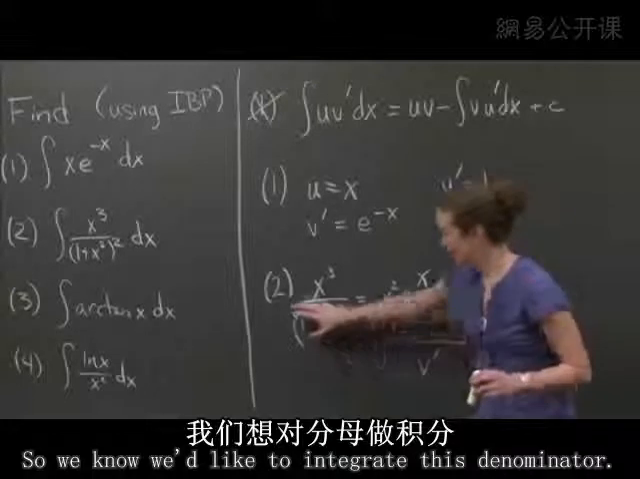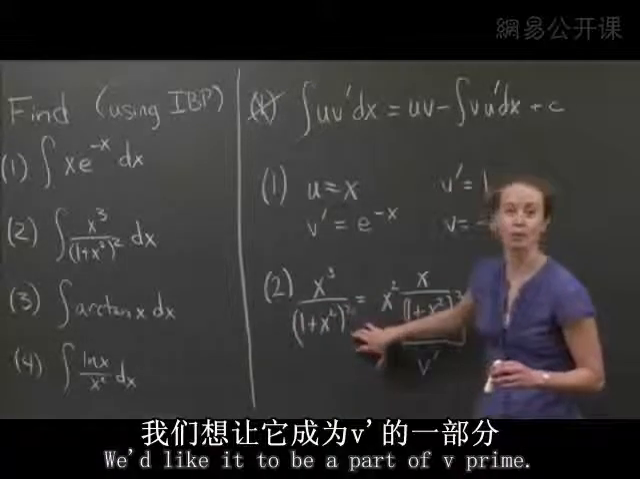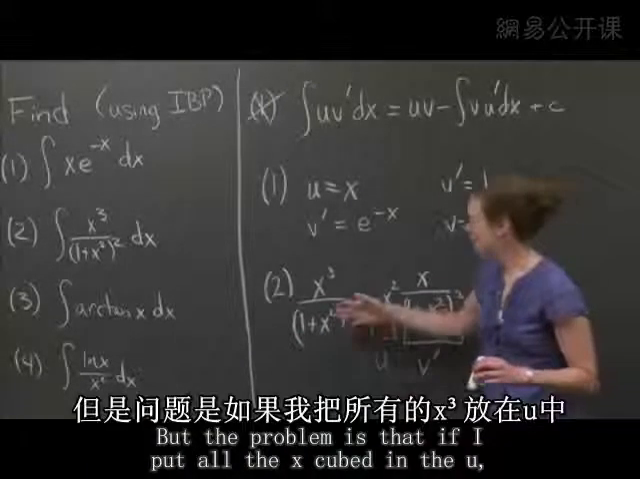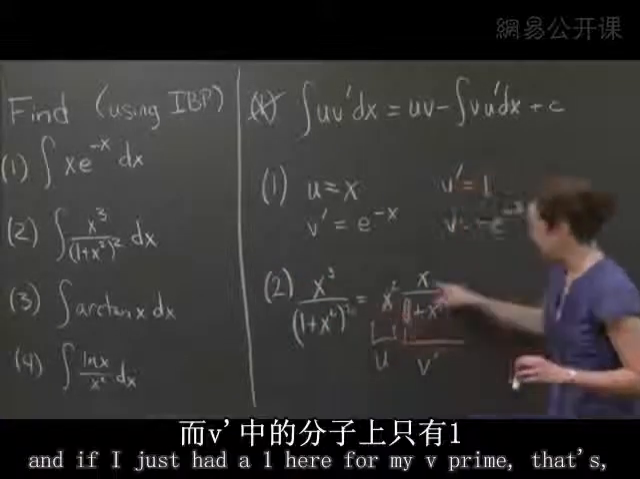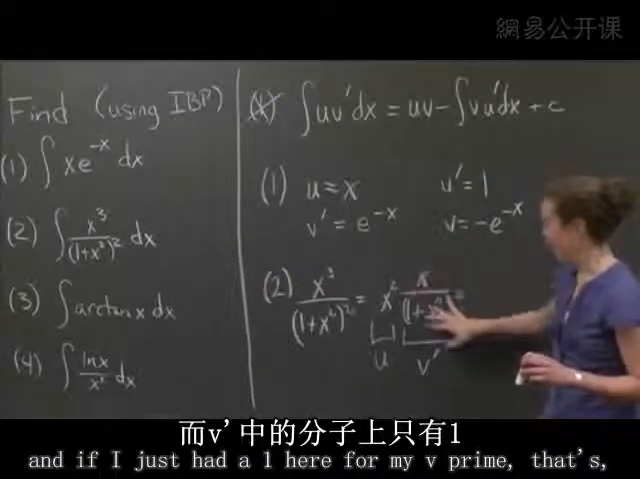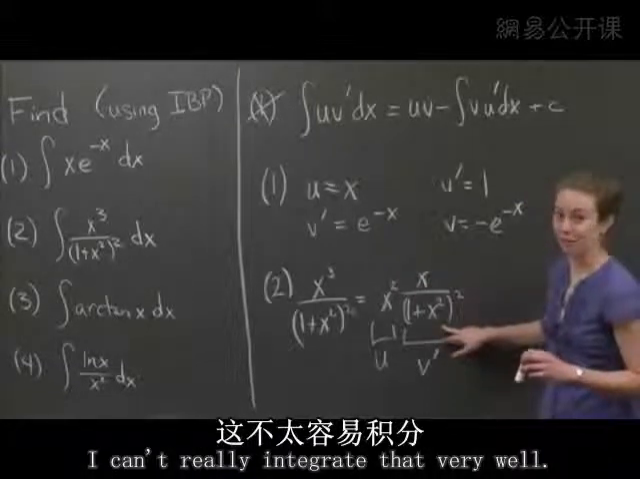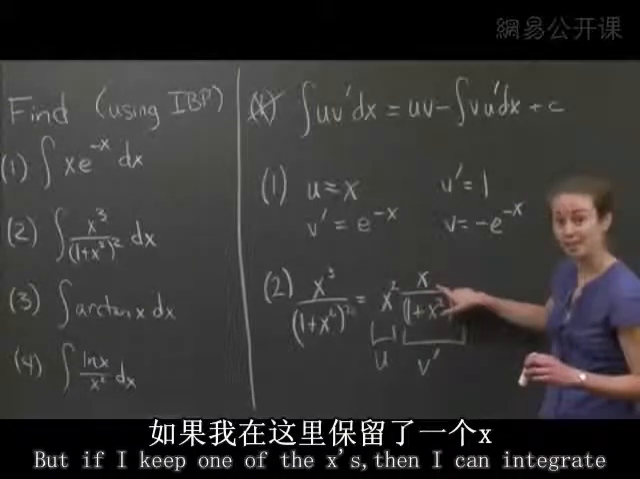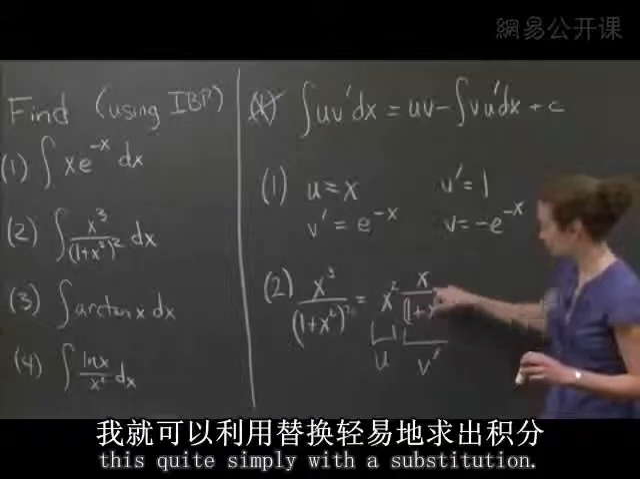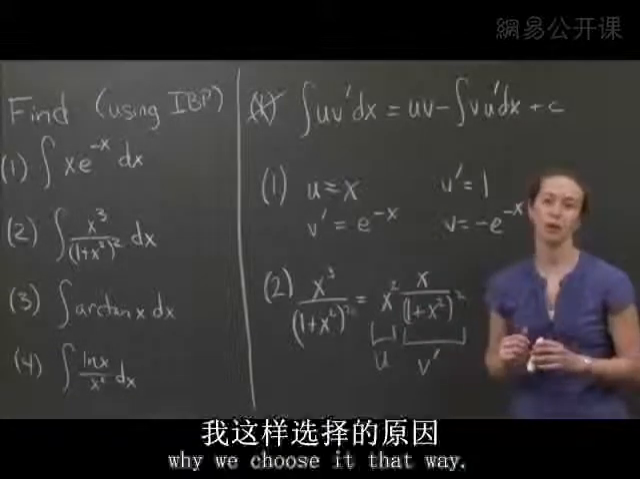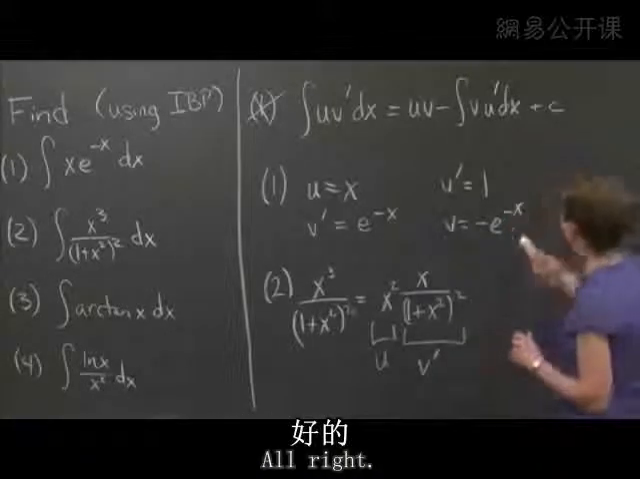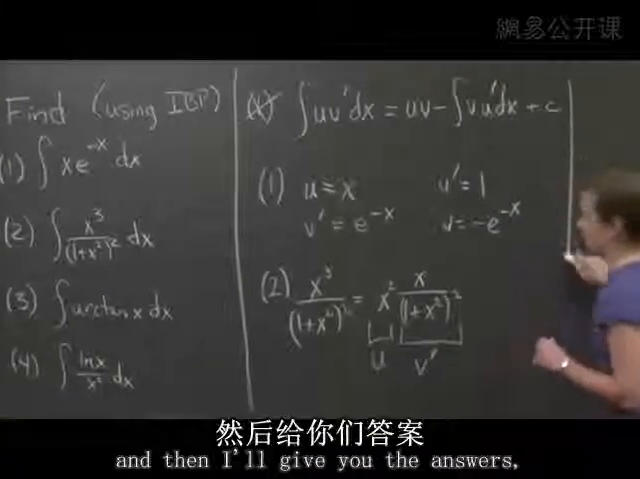So we know we'd like to integrate this denominator. We'd like it to be a part of v prime. But the problem is that if I put all the x cubed in the u, and if I just had a 1 here for my v prime, I can't really integrate that very well. But if I keep one of the x's, then I can integrate this quite simply with a substitution. So that's the sort of reasoning behind why we choose it that way. All right, we've got 2 more to look at, and then I'll give you the answers.